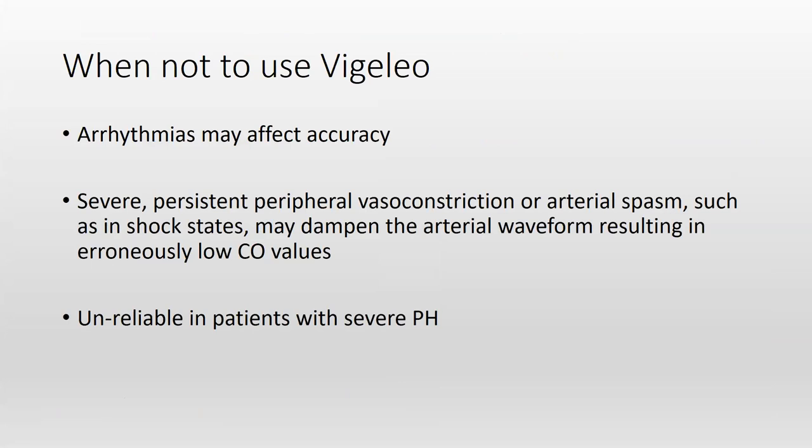So when not to use Vigileo: when there are arrhythmias, which may affect the accuracy, and severe persistent peripheral vasoconstriction or arterial spasm, as in shock states. This is from Edwards Lifesciences, by the way. They themselves say that this may dampen your arterial waveform, resulting in erroneous cardiac output values. And it is unreliable in severe pulmonary hypertension. I would probably add another one: it is unreliable in patients with any type of RV systolic failure. It doesn't have to be systolic, just PH, yeah, RV failure. Particularly liver failure patients that have RV dysfunction. Mm-hmm. It's another patient population. Thank you, Dr. Dana.